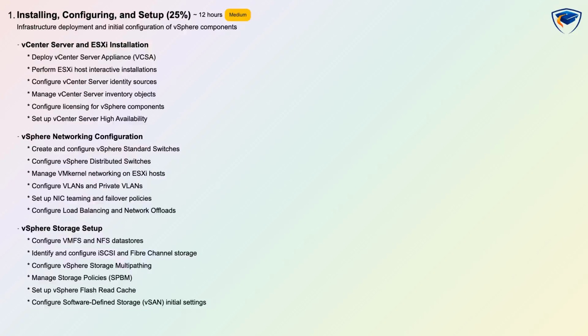Installing, configuring, and setup carries 25% of the exam and focuses on infrastructure deployment and initial configuration of vSphere components. Difficulty is medium with an estimated 12 hours of study and assessments that are hands-on plus conceptual. You will learn to deploy the vCenter server appliance, perform ESXi host installations, configure vCenter identity sources, manage inventory objects, and set up vCenter server high availability.